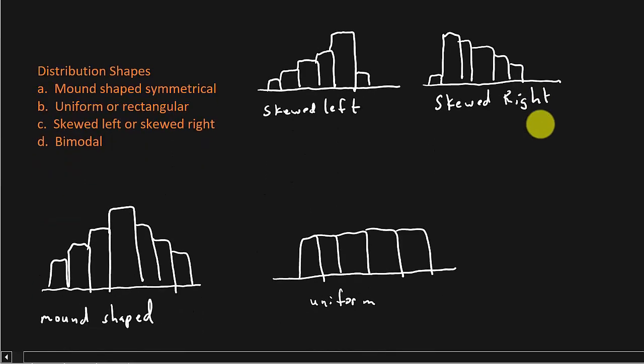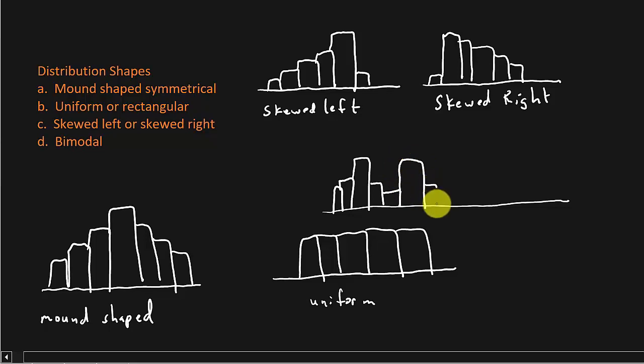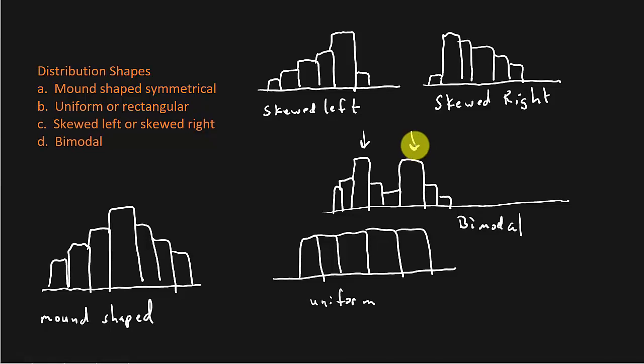And then we have bimodal. What bimodal would look like is you would have something like this. Let's see, maybe here, here, and then here, here, here. This would be bimodal. So you've got two peaks. That's what bimodal would look like.